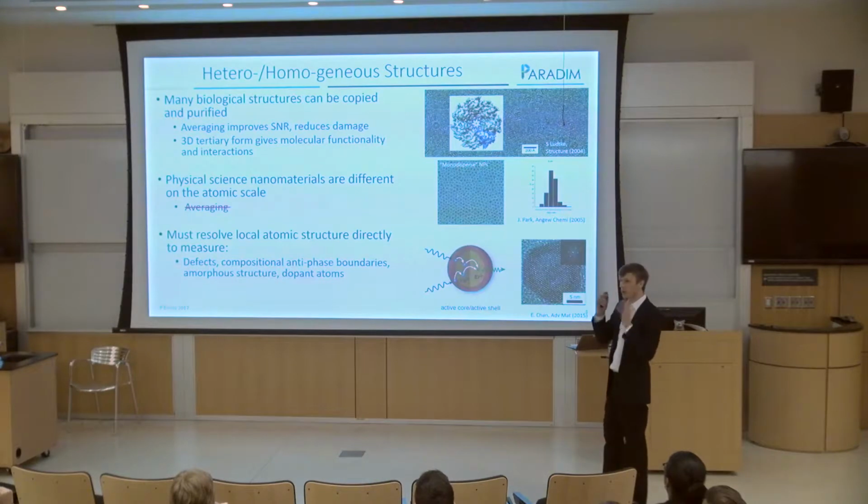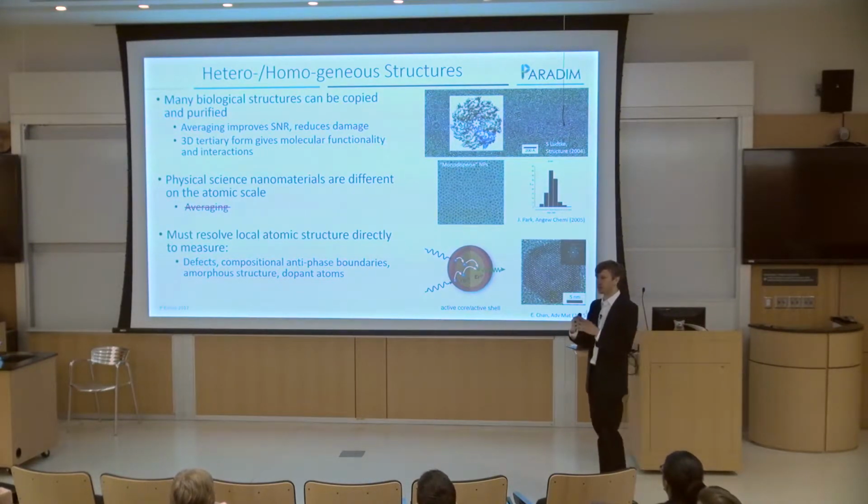So we need to look at every single thing as a unique object, and we need to get information from that unique object, extremely localized information. So we must resolve the local atomic structure, or the local structure. It doesn't have to be atomic. It has to be localized directly in order to measure defects, compositional antiphase boundaries, amorphous structure, for instance, where dopant atoms are in these materials.